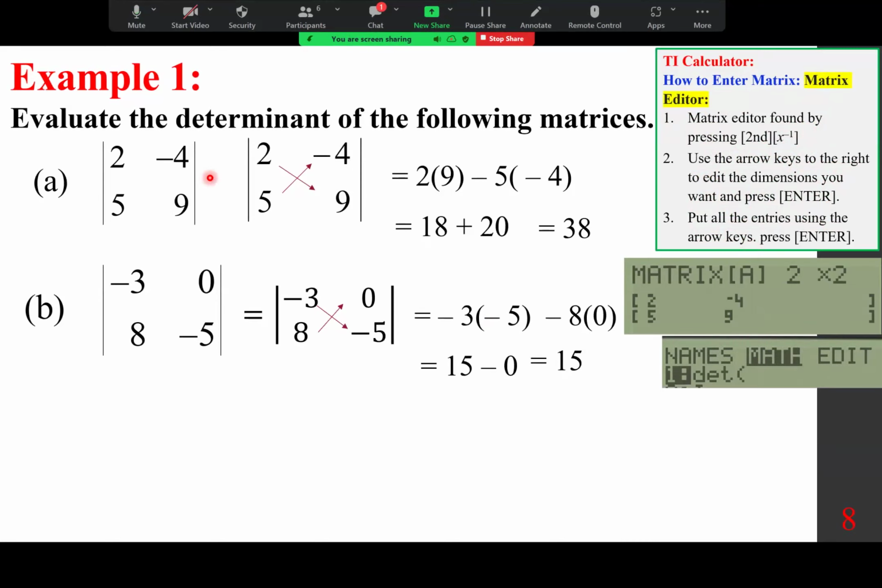Now, the first one is names, the second one is math, the third one is edit. Under math, you have a bunch of options. The very first one is determinant. You write determinant, and then you have to go with the name and put matrix A. If you put just A in parentheses or brackets, it doesn't do the job. Determinant of matrix A, and it gives you the same answer as here.